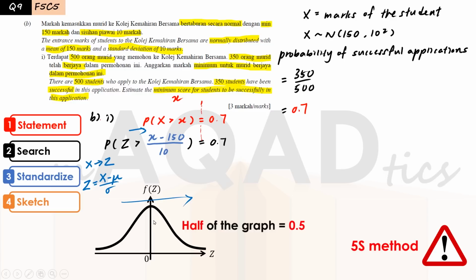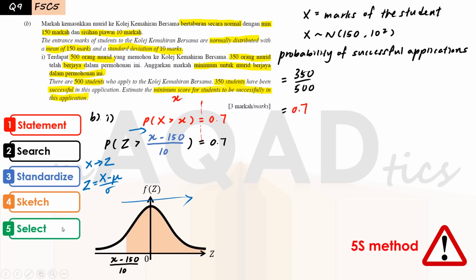Okay, so we can assume that this value would be on the left side of the graph, because later on we are going to sketch it to the right side, and when we sketch, we need to sketch more than half of the graph. So the value of z here would be somewhere on the left side. So if this value is here, we can sketch it to the right side, and this would be our graph. Okay, so now the fifth S is to select.